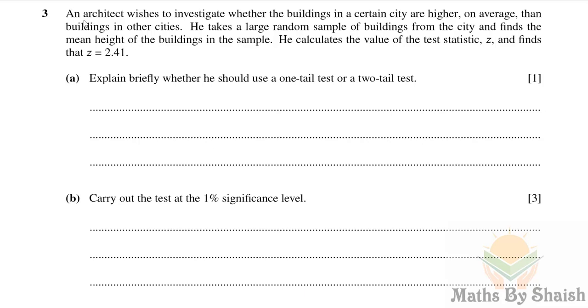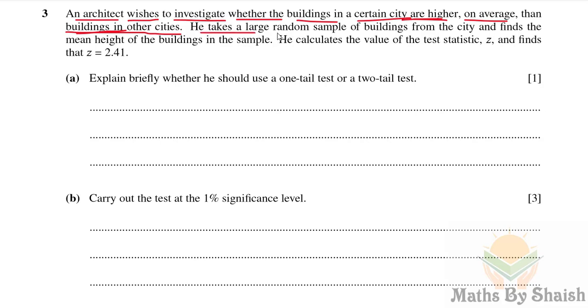Here's the third question. An architect wishes to investigate whether the buildings in a certain city are higher on average than buildings in other cities. So that's the key phrase, "than buildings in other cities, on average, higher." These are the key terms.